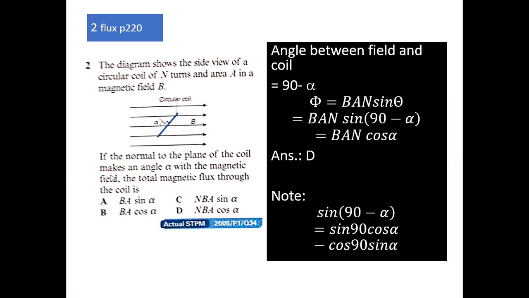Okay, thank you. Or sir, if you use the vector method, it's faster. With the vector method, you get the formula straight away. BA cos alpha, straight away. There's your area vector. That's your field. So alpha is that angle, depending on which formula you use. It's up to you to choose.